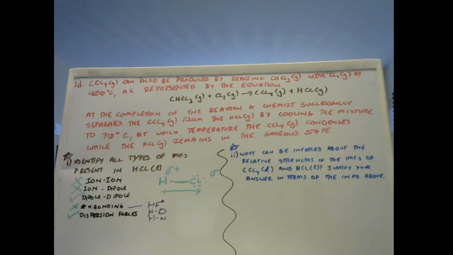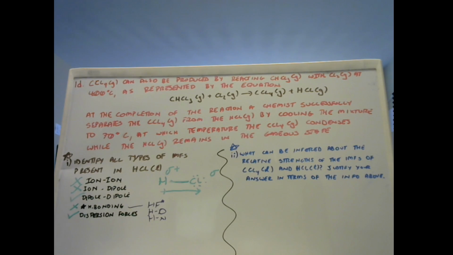So, what IMFs are present in HCl liquid? Dipole-dipole, dispersion. Part 2 says, what can be inferred about the relative strengths of the IMFs of CCl4 liquid and HCl liquid? Justify your answer in terms of the info above. Please be very careful here. It doesn't ask what are the IMFs or to justify it.